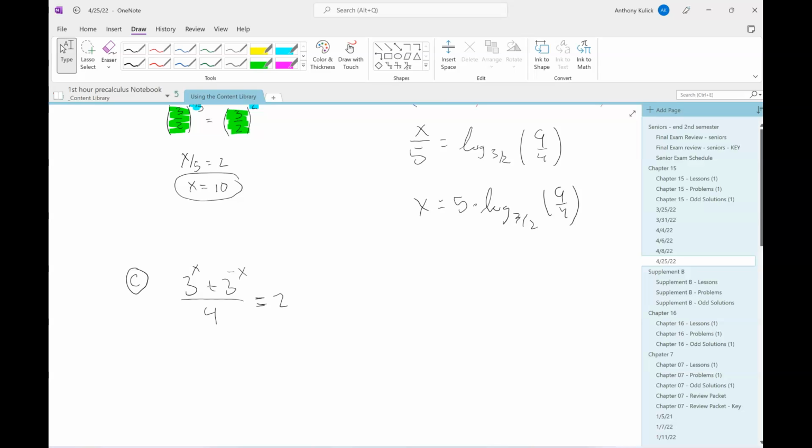I want to get rid of the fraction. Let's multiply by 4 on both sides to clear that out of there, because if I can get rid of a fraction, that's usually a positive for me, right? So, just multiply both sides by 4. That seem okay to you guys? Okay. What's the next scary thing going on here?